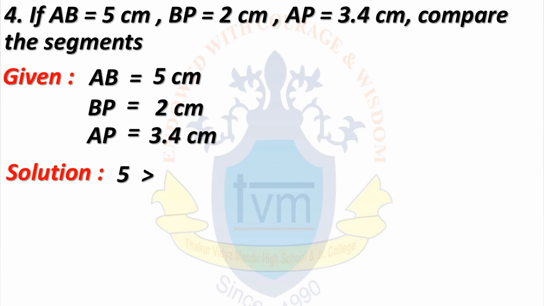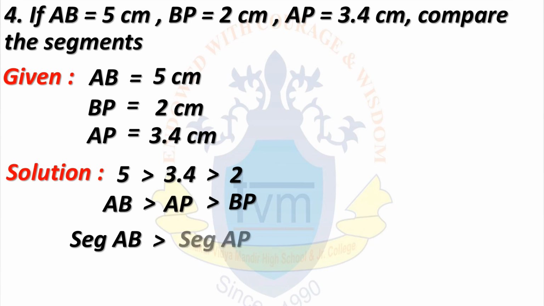So 5 is greater than 3.4 and 3.4 is greater than 2. So here 5 is the length of AB, 3.4 is the length of AP, and 2 is the length of BP. So in the place of 5 we will write AB, in the place of 3.4 we will write AP, and in the place of 2 we will write BP. So we will get seg AB is greater than seg AP is greater than seg BP. That is the relation between the given segments. If you want, you can arrange those segments in ascending order also.